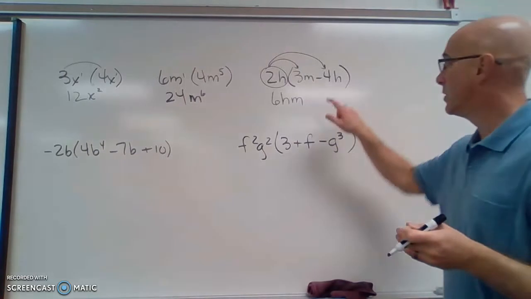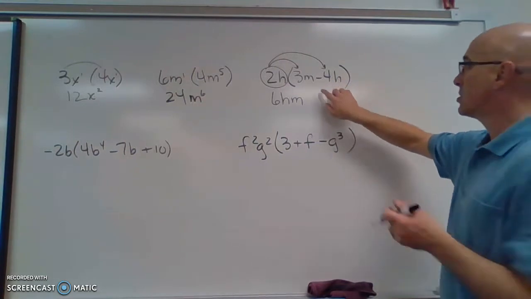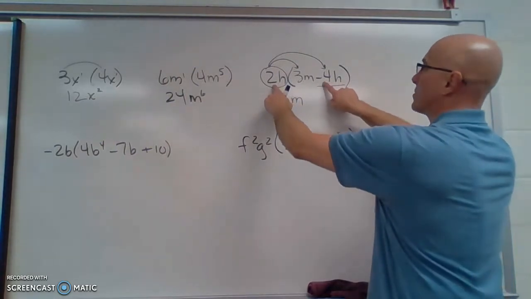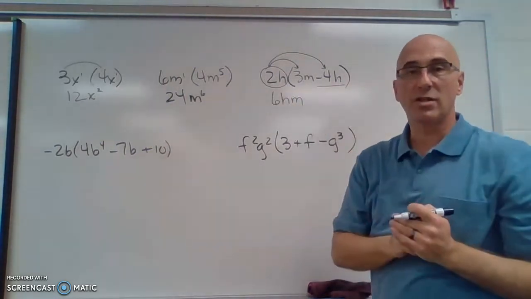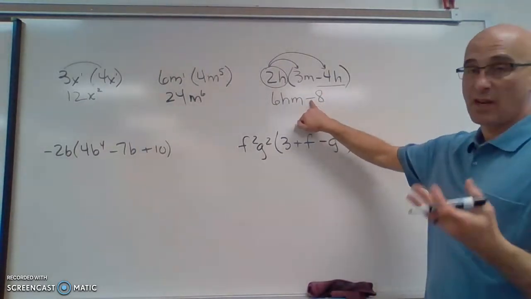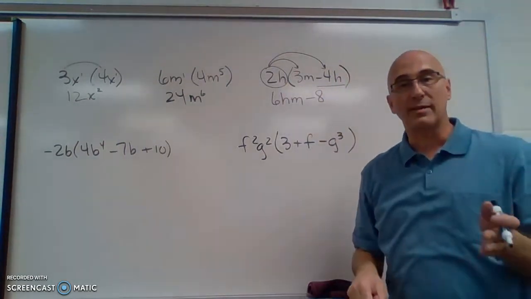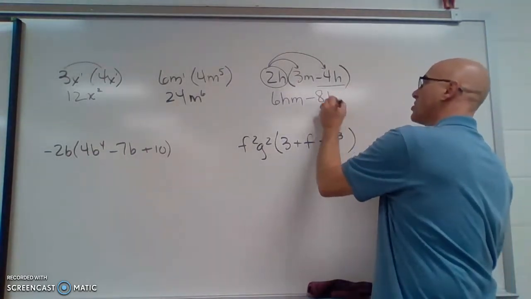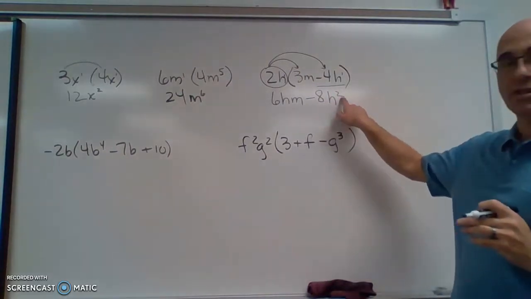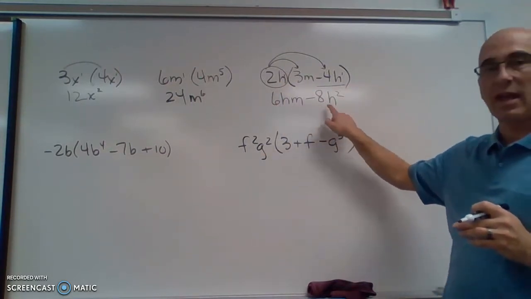Now let's move on to the next term in our binomial. Minus 4h, or negative 4h. So we are going to take this 2h times the negative 4h. First of all, we are just going to multiply the coefficients. 2 times negative 4 is negative 8. Now we keep that negative sign, it becomes a minus sign. Now we have an h and an h. We can multiply that together and combine. So we keep the h. This is to the first and that's to the first. So that becomes now h to the second. So this product is 6hm minus 8h squared.